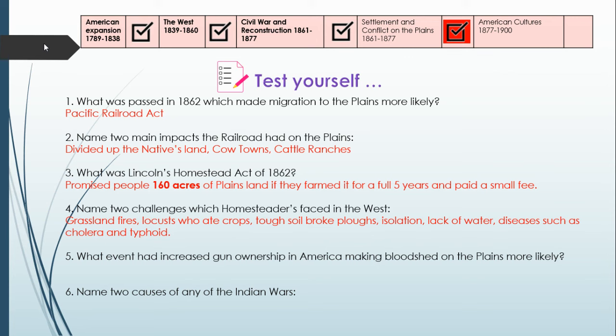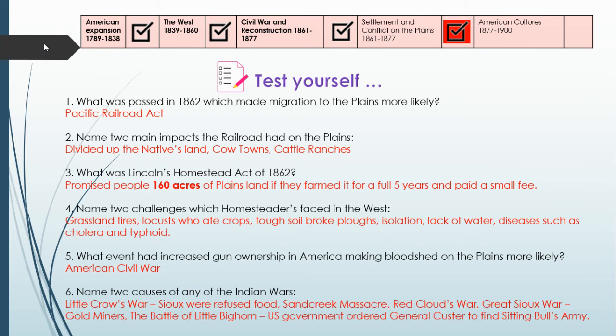Number 5, what event had increased gun ownership in America, making bloodshed on the plains more likely? This is, of course, the American Civil War. And finally, name 2 causes of any of the Indian Wars. So you can see the answers on the board there for you. We have the gold miners. We have the fact that the US government ordered General Custer to find Sitting Bull's army. So go through those Indian Wars. As I said, as long as you've got a couple that you know in detail, that should be absolutely fine.